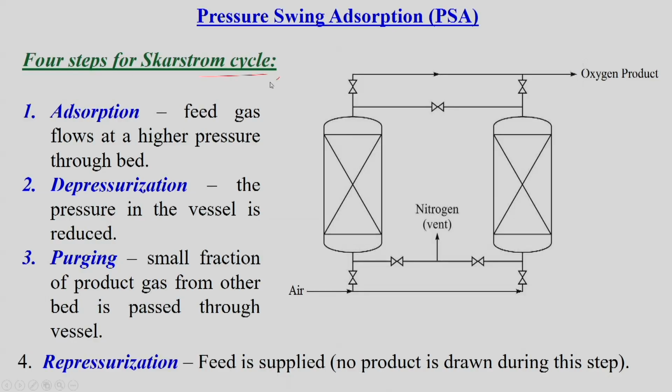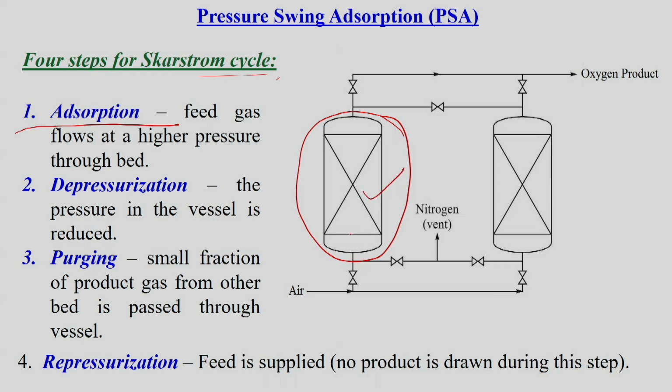Now we have the pressure swing adsorption process. This is also a very interesting adsorption process, and there are many applications in industry. There are 4 different steps for this cycle. First is the adsorption process. Suppose this is our first adsorber, and adsorption will be done here.